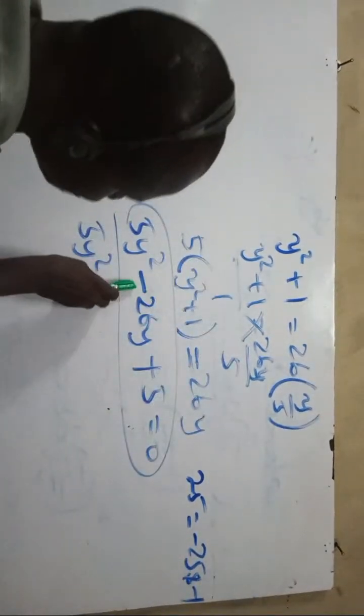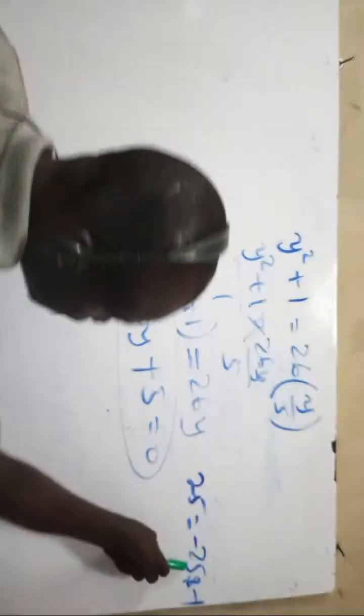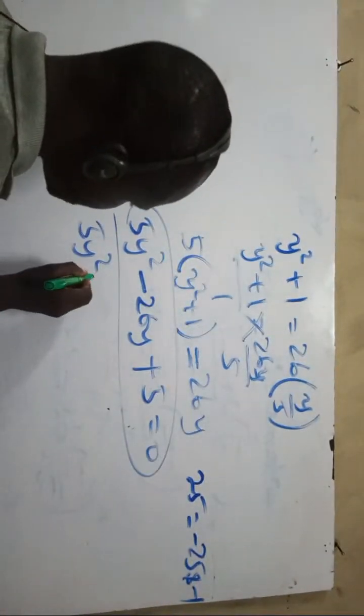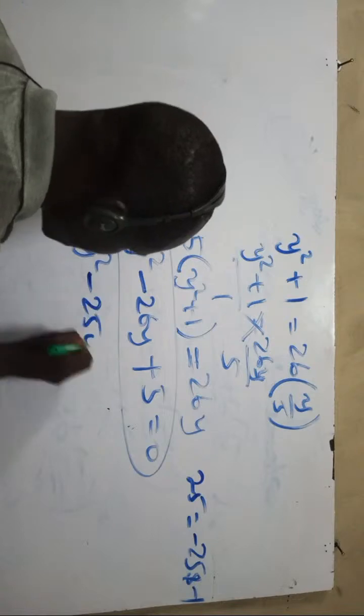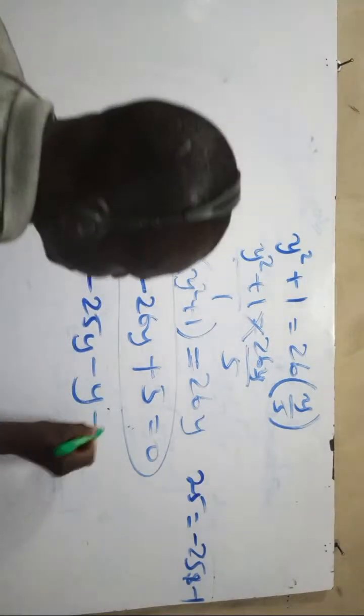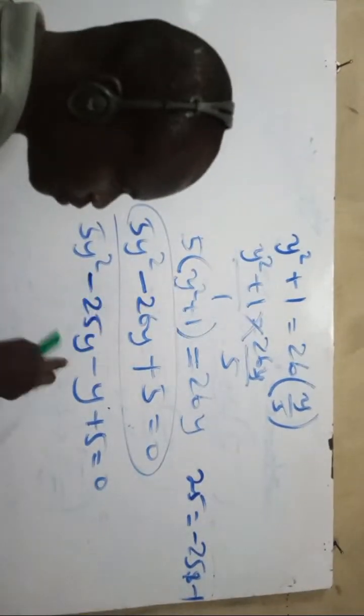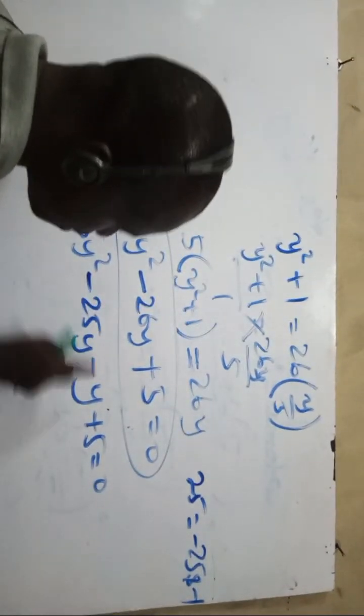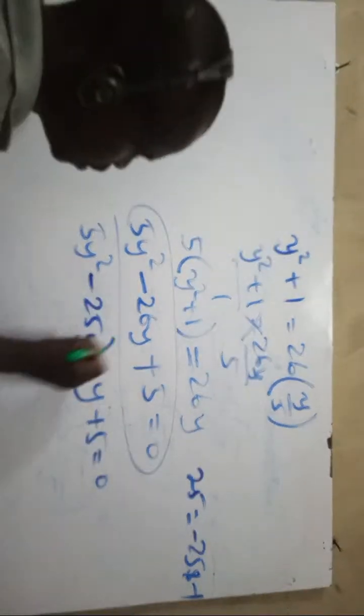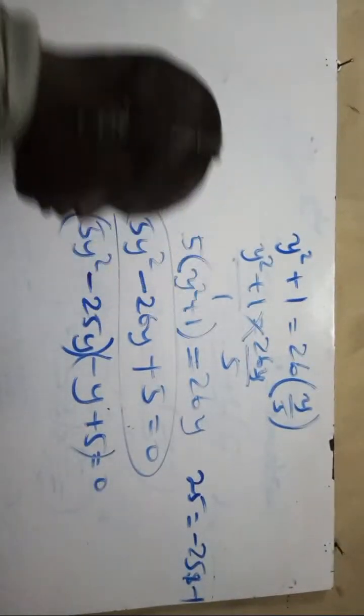So I will now split this minus 26 into minus 25y minus y. That is, this will be minus 25y minus y. Of course, there's nothing like 1y, so one is unity, it's a unit. We don't need to put it here. So minus 25y minus y gives minus 26. Under factorization, we just try to expand so that we can do the grouping.